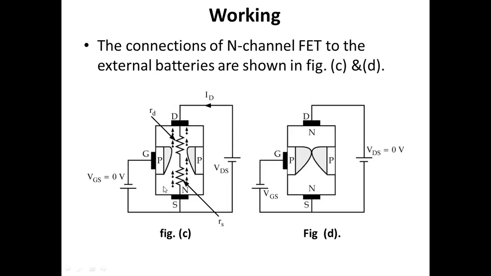As VDS increases with VGS constant, the majority charge carriers in the N region are repelled by the negative voltage of the battery. Due to the positive terminal connected to the N region, the width of the depletion layer increases. This increased depletion layer reduces the flow of current. So even with a large change in VDS, you will get only a small change in ID.